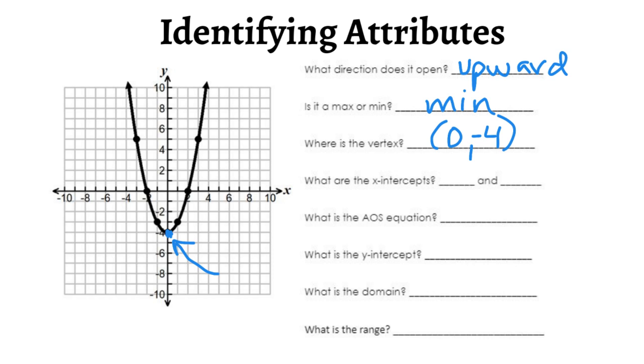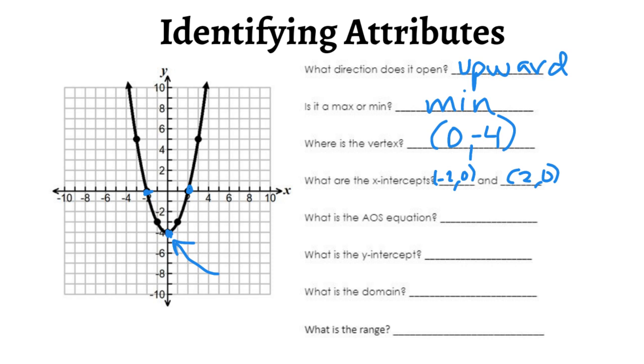Now let's look at the x-intercepts, also known as the roots or the solutions. We have one here on the left, and we have one here on the right. One of them is at -2. So you can put -2, 0, and the other one is at 2, 0.